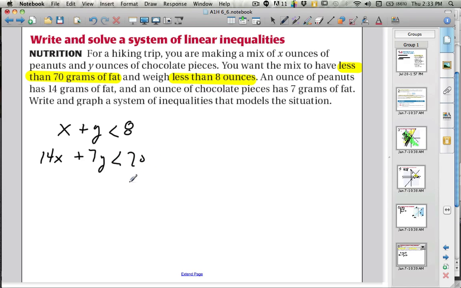And I would also probably add in that x has to be greater than or equal to 0 and y has to be greater than or equal to 0, because I can't use negative values, right? I could reduce the amount of fat by doing negative peanuts and more chocolate, but that's not practical. That can't be done. Okay, so picking through the specific information, we can write out a system of inequalities that models this situation.